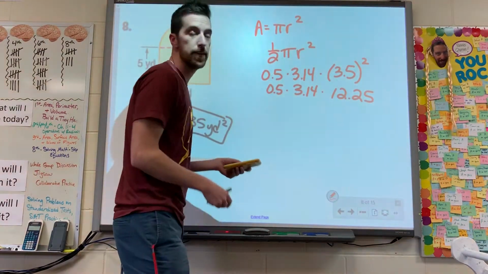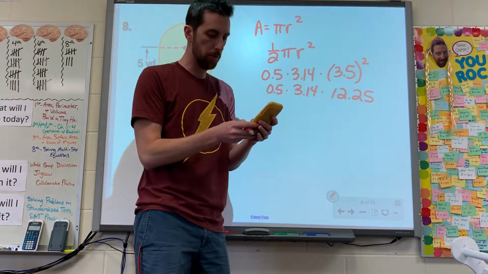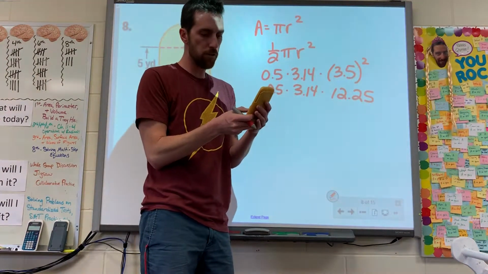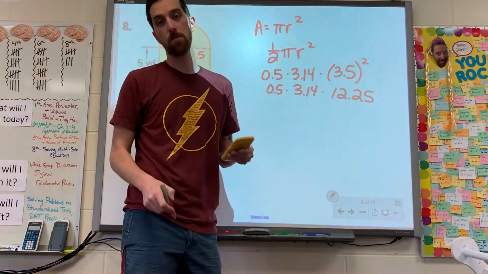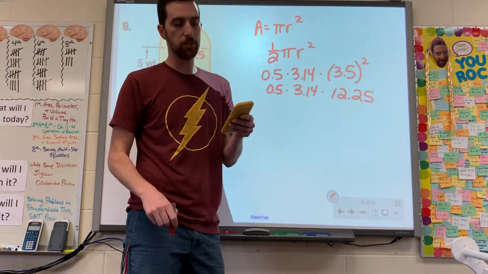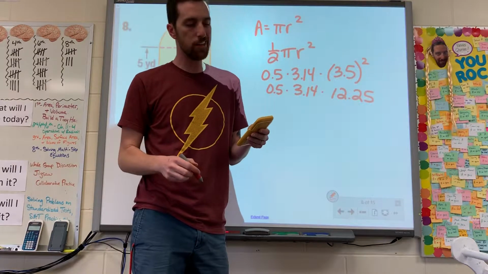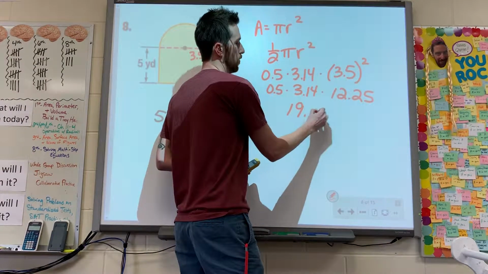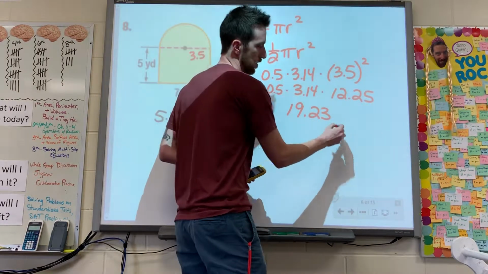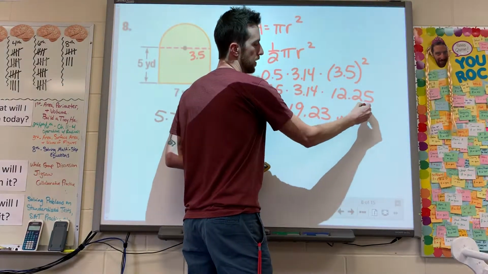Then we could just multiply this all at the same time. 0.5 times 3.14 times 12.25. And we got a long decimal. 19.2325. Let's call it 19.23 yards squared.